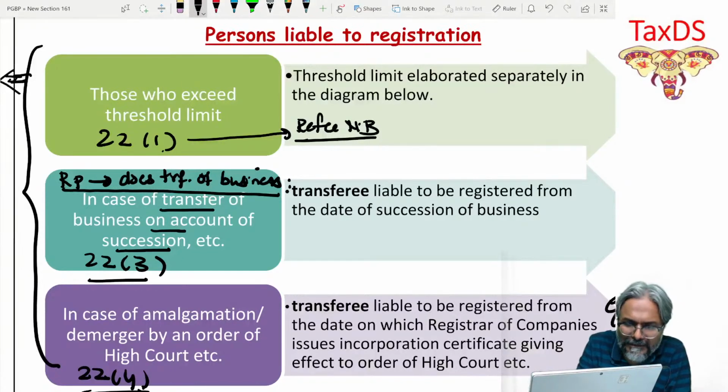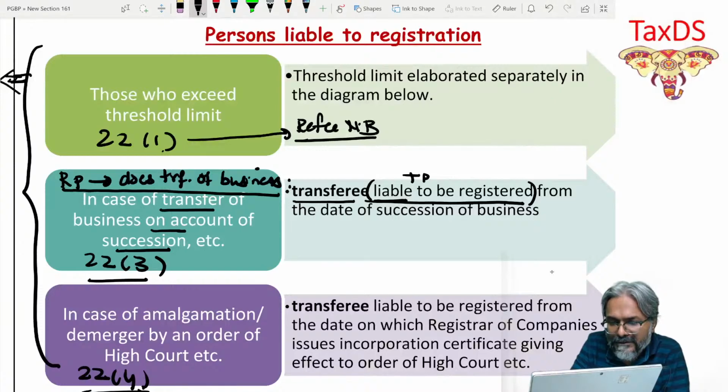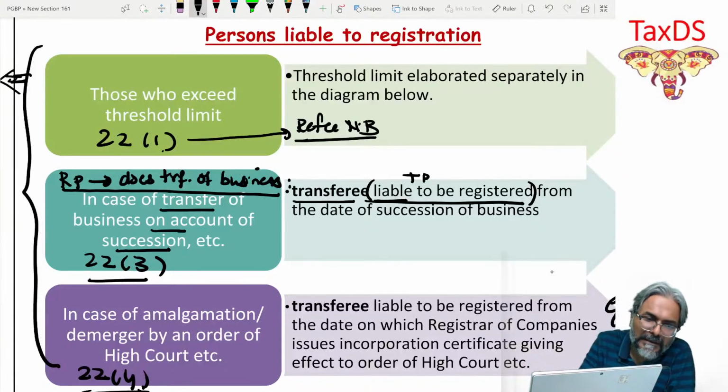Then, students, the transferee is liable to be registered from the date. So liability for registration, the transferee will become a taxable person, students. Liable to be registered means he becomes a taxable person. From which date he becomes taxable person? Date of succession of business. Date of succession of business, students.